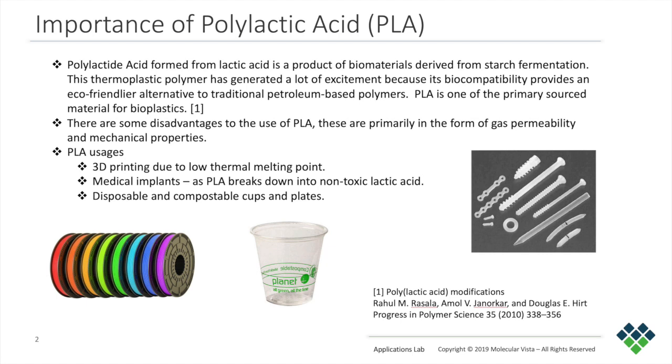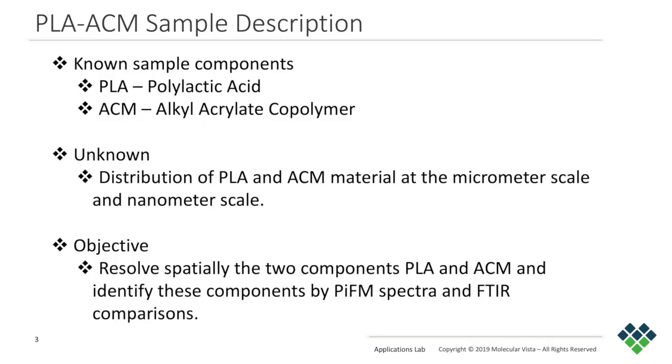Now, as I highlighted in the beginning, we're going to be looking at a PLA ACM sample, so it's going to be a blended sample. And we know that it has the two main components of the polylactic acid, the PLA, and the acrylic copolymer, the ACM. Now, the unknown is how are they distributed at the micrometer scale and the nanometer scale? And that's something that PiFM will do a very good job in helping us resolve.